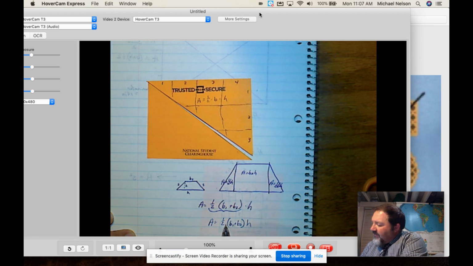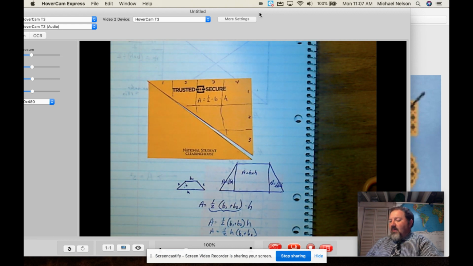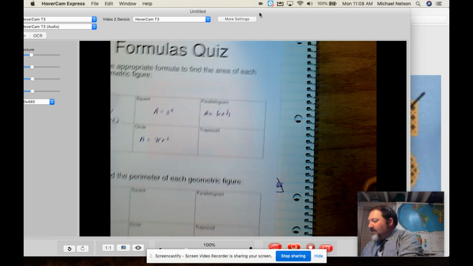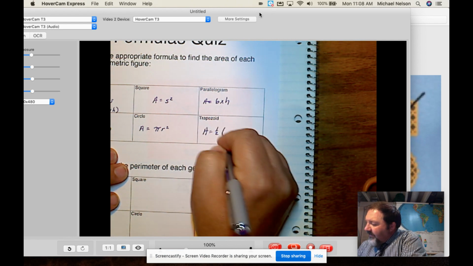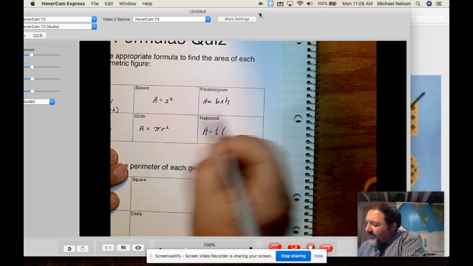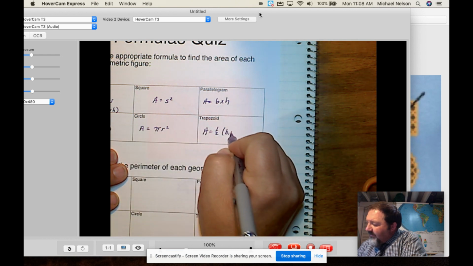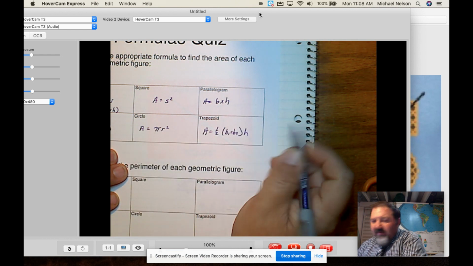Remember it's multiplication, so you can change the order in which you work the problem. Some people will choose to go 1/2, especially if your height is easy, times height times base 1 plus base 2, and that's legal too. You can move those around within the equation, but this is where it comes from. They're averaging those two bases together. So for a trapezoid, we're going to write area equals 1/2, and instead of base times height like we did on the triangle, we've got two bases, base 1 plus base 2 times height.